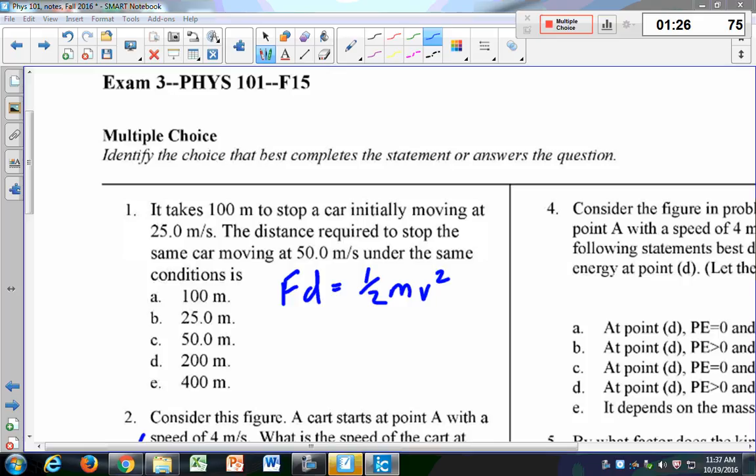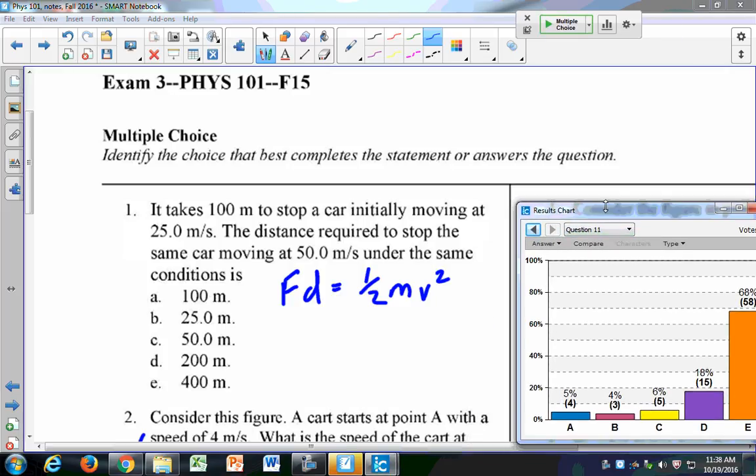I will stop at 135. All right, let's see. So most of you put E. Let's see if that's right. Now you could make this into a calculation where you have to figure out what is F. You could do that, or you could look at it and say, well, it took 100 meters to stop moving at 25 meters per second. What happens if I double v? What is going to happen to d? If I double v, I have 2 squared. I'm going to quadruple my d. And d was originally 100, so now the answer is going to be E, 400.